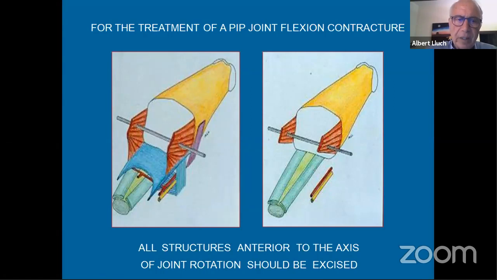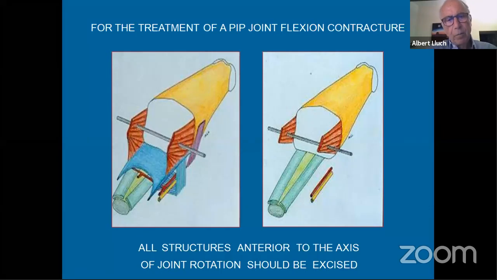Because if you want to treat a PIP joint stiffness in a Dupuytren contracture, these ligaments are pathologically thickened. So you should remove these ligaments, and you do the surgery from the anterior side, obviously, until you see the nerve, the artery, and even the skin, the subcutaneous tissue of the dorsal skin of the PIP joint.